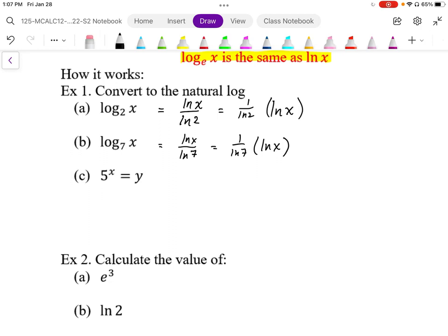Here, what we could do is we could take the log of both sides and then bring that exponent to the front. As long as we log both sides, we're fine. So that would be perfectly okay to do. So that is putting into log form.